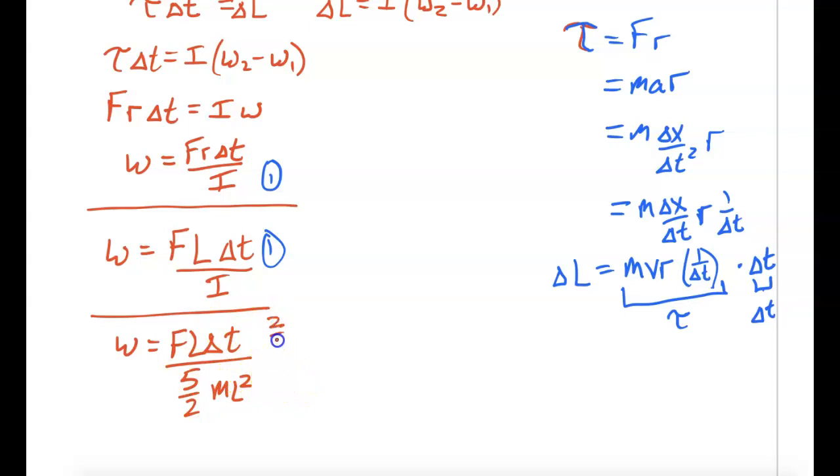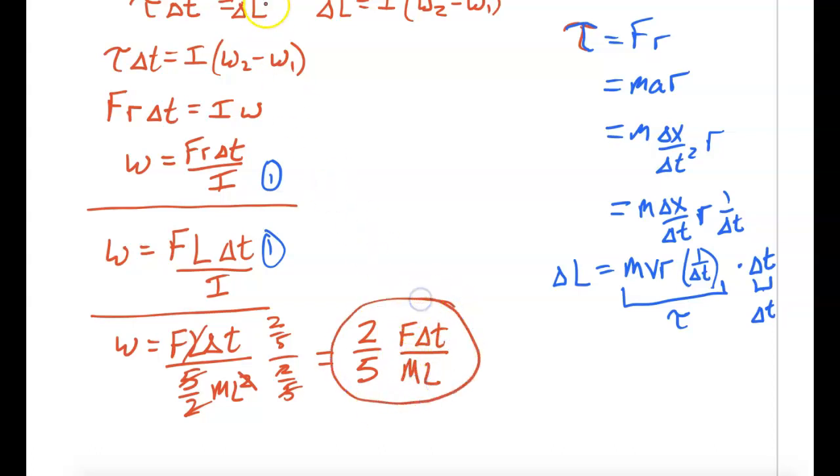We're going to multiply both the top and the bottom by 2/5. So that gets rid of this, and that leaves us with the equation that is the final answer, which is 2/5 the force, and you'll notice that this L crosses off and this one L crosses off here. So this would be F delta T all over M times capital L. And that is your final answer for part C, and that is worth 1 point. So you had 3 points on this part also.